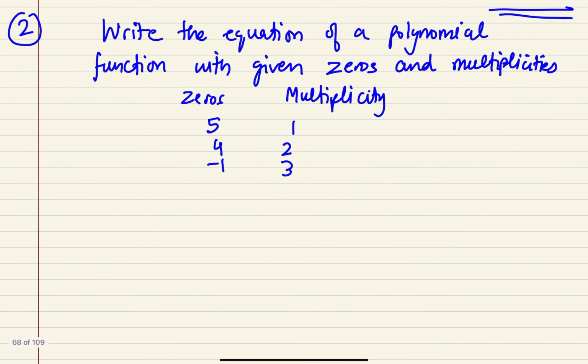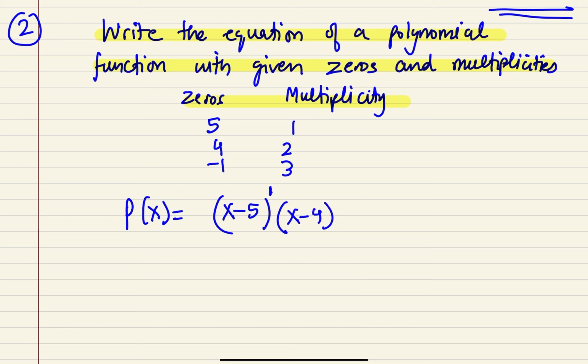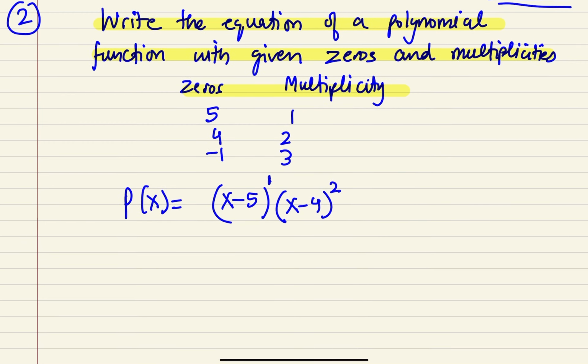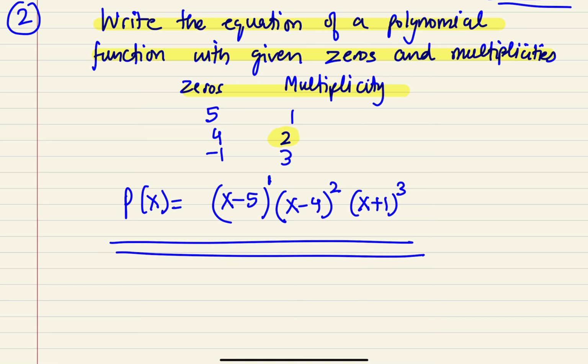Next, we want to write the equation of a polynomial function with the given zeros and given multiplicities. So we're given the zeros and we're given the multiplicities. If 5 is a zero, then x minus 5 is a factor. And the multiplicity is 1, so that would just be raised to the power 1. If 4 is a zero, that means x minus 4 is a factor, and it's going to be raised to the 2nd power because the multiplicity is 2 for this zero. And if negative 1 is a zero, then x plus 1 will be a factor, and it's going to be raised to the 3rd power. And there is the polynomial.